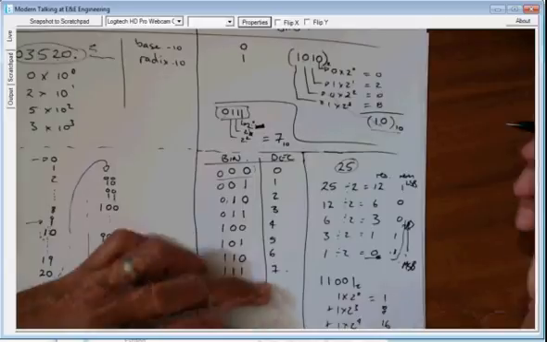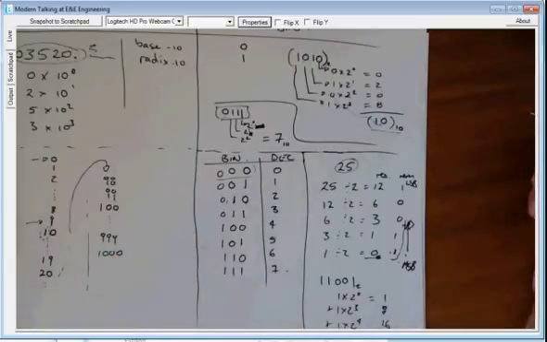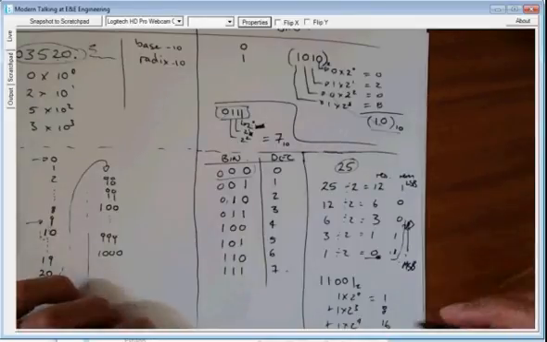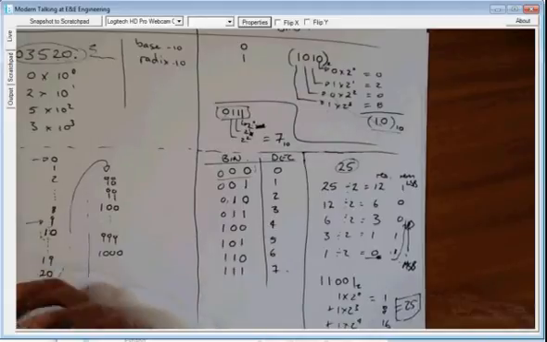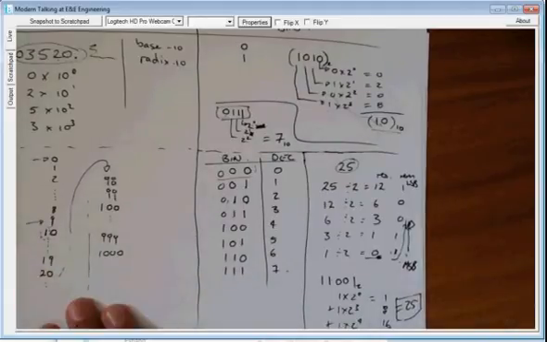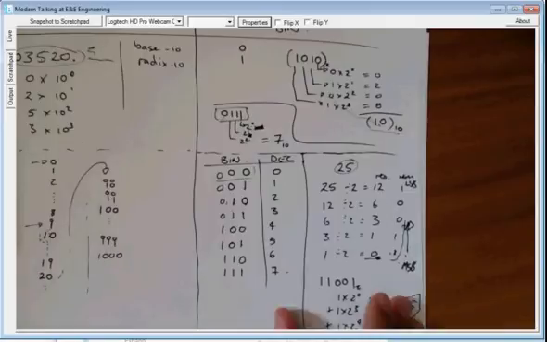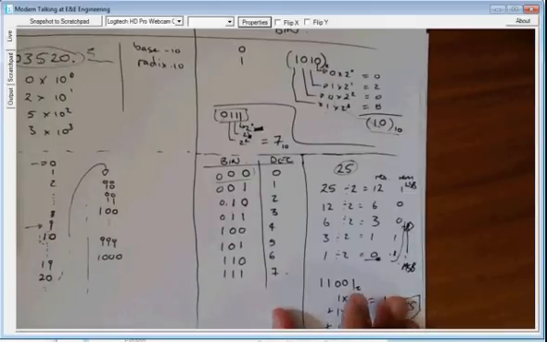You don't get the right result. I've made a mistake. Let's just see what I've done. Oh, I'm right, sorry. 8 plus 1 is 9. 9 plus 16 is equal to 25. There we go. So that's how simple it is to convert between the two methods, or the two numbering systems.